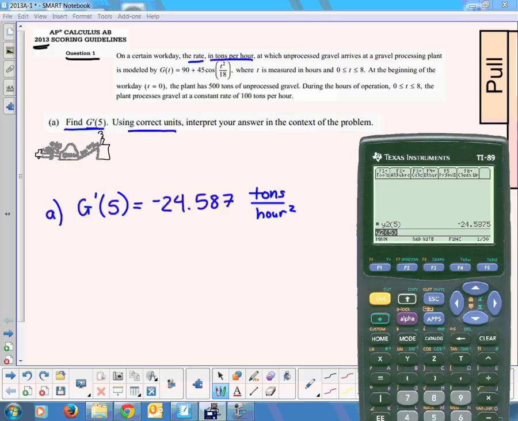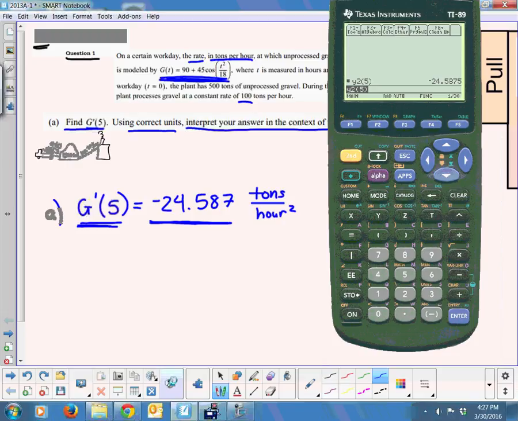So if we're interpreting this answer in the context of the problem, g prime is the rate of the rate. Well, if the rate were steady, say like at 100 tons per hour, this would be constant. Our rate is changing. And so it's saying that the rate at 5 hours is changing. Is it speeding up or slowing down? Well, it seems to me that it is slowing down.